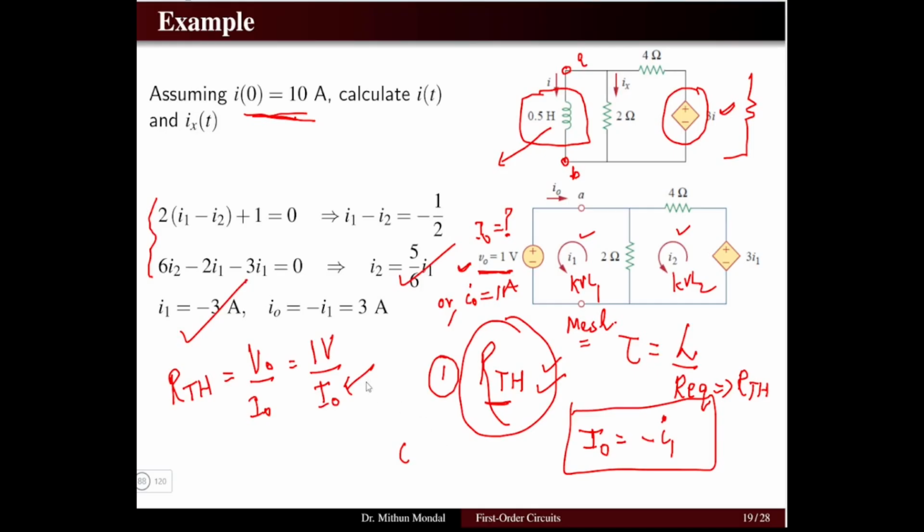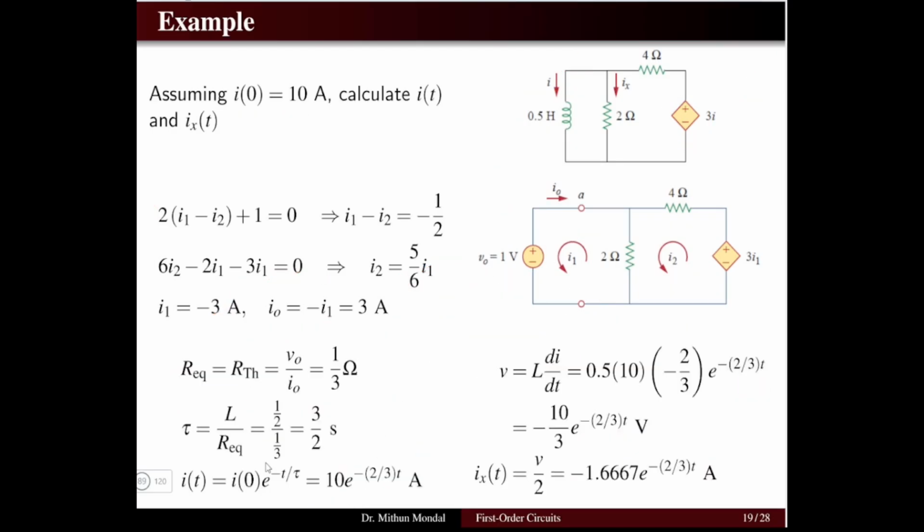Once we have found the values of I1 and I2, I0 is equal to minus or plus 3 ampere, because I1 is minus 3 ampere. So we have got that I0 is equal to 3 ampere when the 1 volt source has been applied in the network. It means that R equivalent, or R Thevenin, is equal to the voltage V0 divided by the current I0 that we have computed. So I0 is 3 ampere. It means my R Thevenin is 1 by 3 ohms.